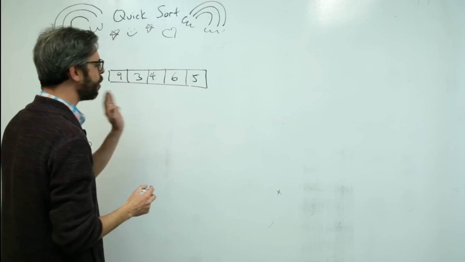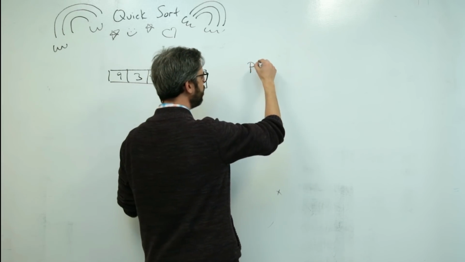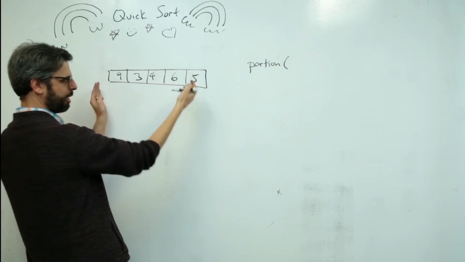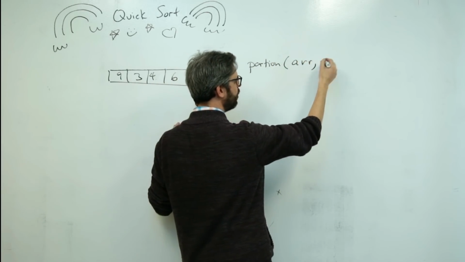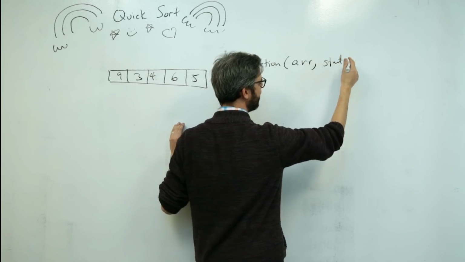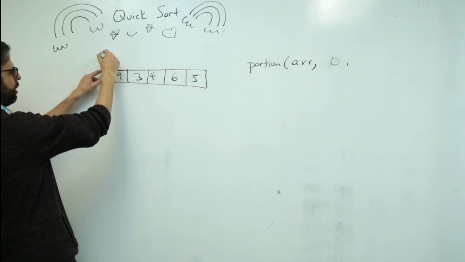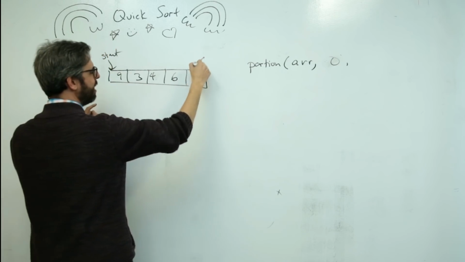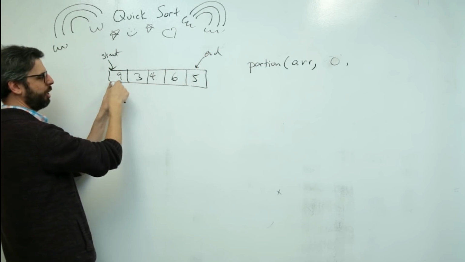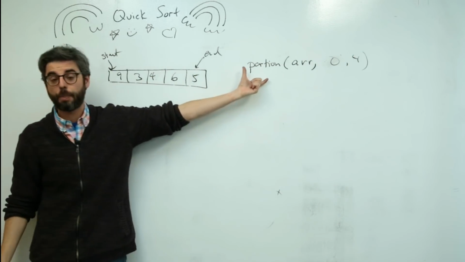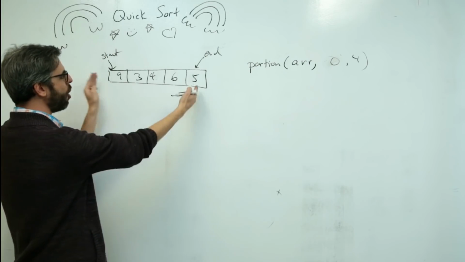So the idea of the partition function is when you call the function, you give it the array, this is the array, you give it a start and an end. So in this case, the start is going to be 0. This is the start. And the end is going to be in position 0, 1, 2, 3, 4, in index 4. So this is the first time I call partition. It's going to get called on this array.